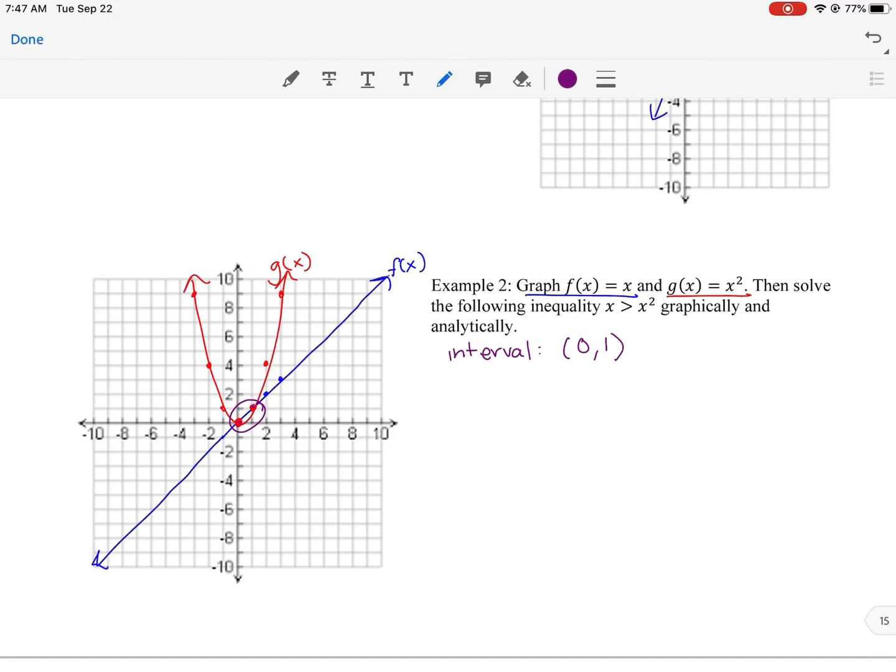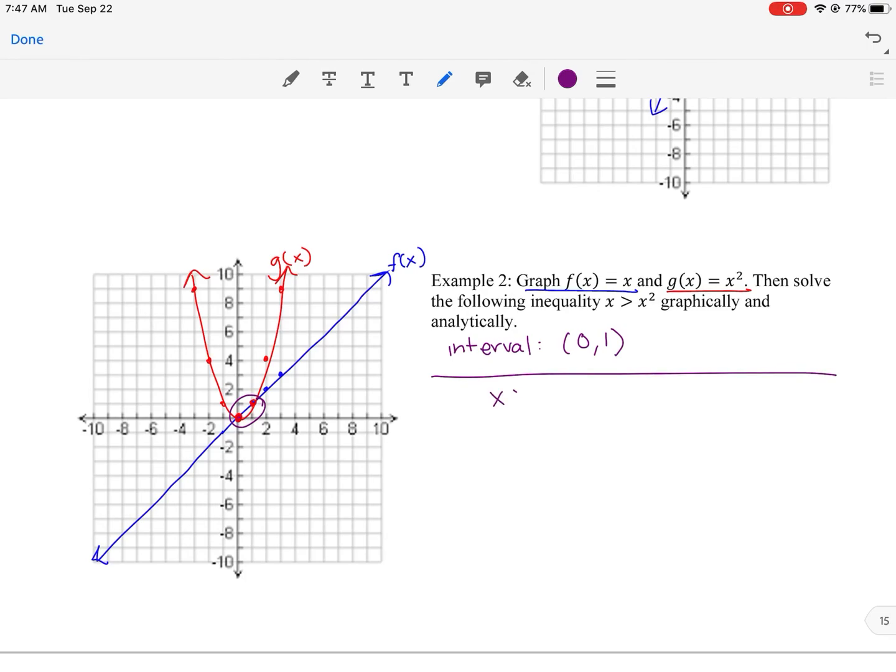Analytically is a fancy way to say algebraically. So I'm going to have x is greater than x squared. We want to put 0 on one side, so I'm going to subtract the x. So we have 0 is less than x squared minus x. If you like having 0 on the right, you can totally rewrite this like so, but either way is perfectly fine. Okay. So we want to find the zeros over there on the left. So let's factor out an x. We'd have x times (x minus 1) is less than 0.